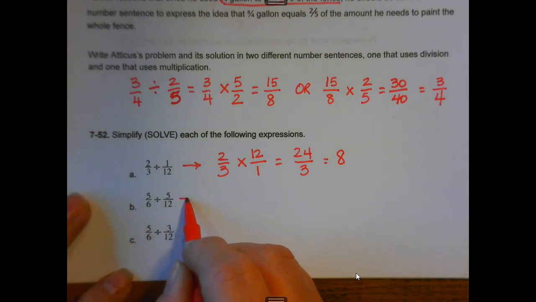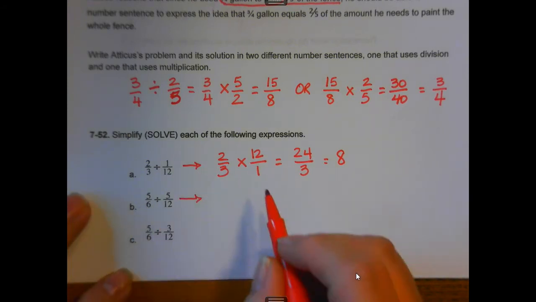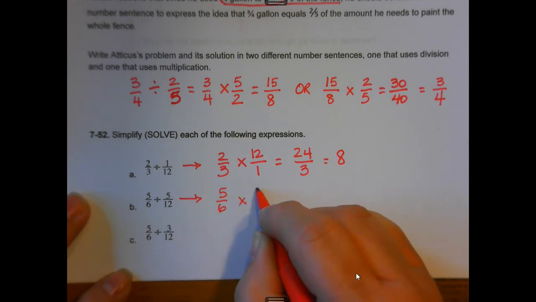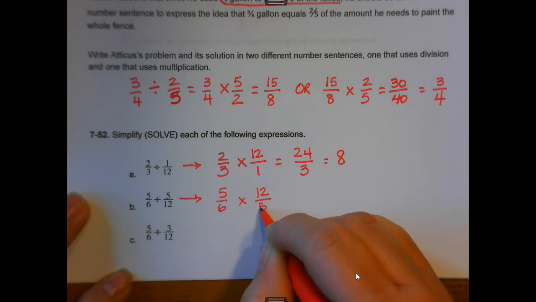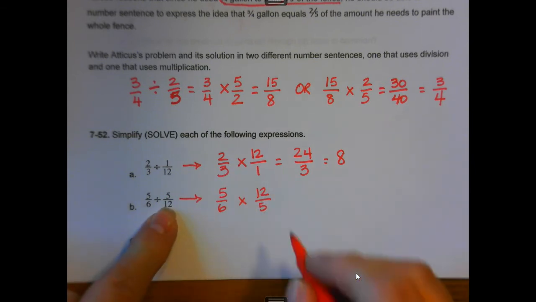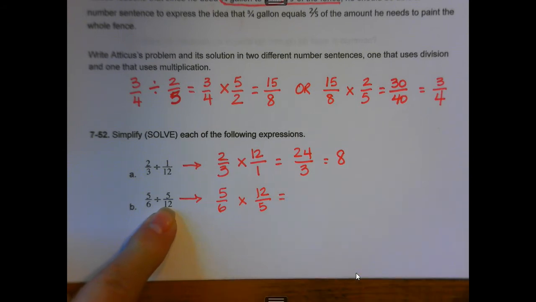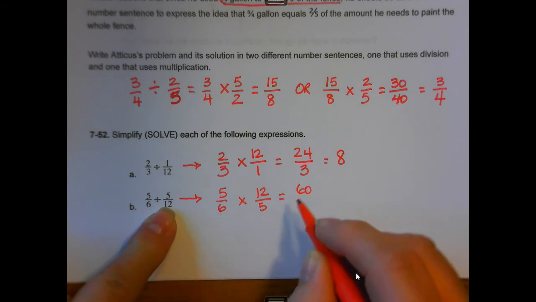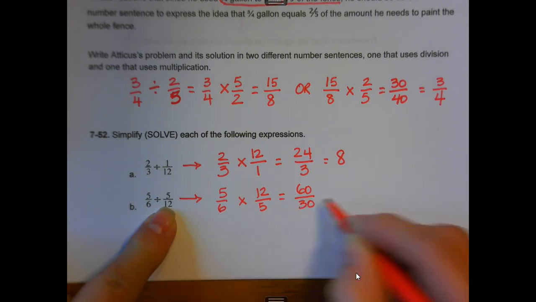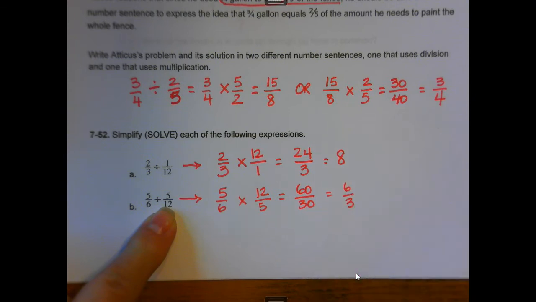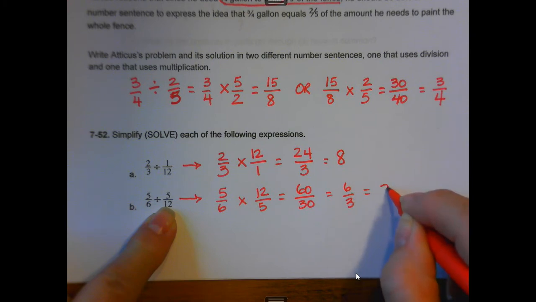I am going to go ahead and use our keep, change, flip to make this second fraction the reciprocal of the second fraction in our original problem. And then I'm going to go ahead and multiply straight across. 5 times 12 is 60. 6 times 5 is 30. I can reduce that down to 6 over 3, and I can simplify that. 6 divided by 3 is equal to 2.